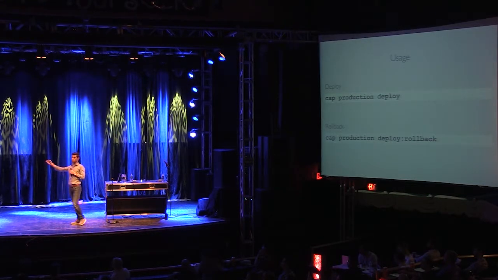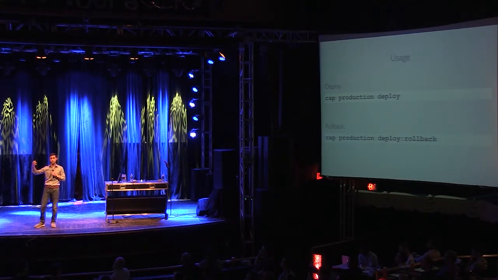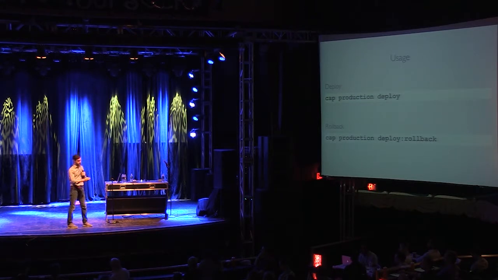And then, of course, rolling back is really easy. You just pass in that rollback task to the deploy action. So cap production deploy:rollback. Rollback happens very, very quickly. So if you are in that scenario where you've deployed something and it breaks your live site or you find an issue that you didn't catch in QA, you can issue that command and roll it back really easily.